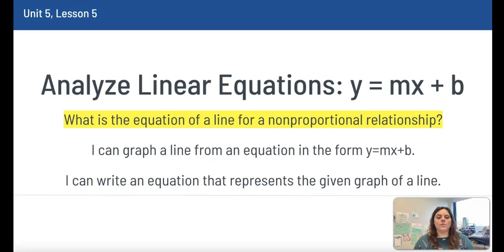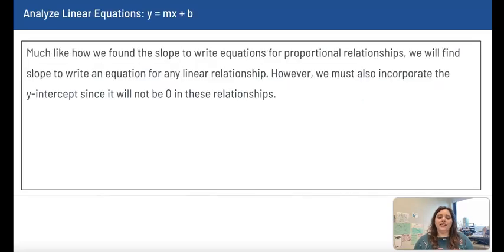By the end of this lesson, we want to be able to say, I can graph a line from an equation in the form of y equals mx plus b, and I can write an equation that represents a given graph of a line. Much like how we found the slope in order to write proportional relationships, we will continue to find the slope to write the equation for any linear relationship. However, we must also incorporate the y-intercept, since for non-proportional relationships, it's not 0.